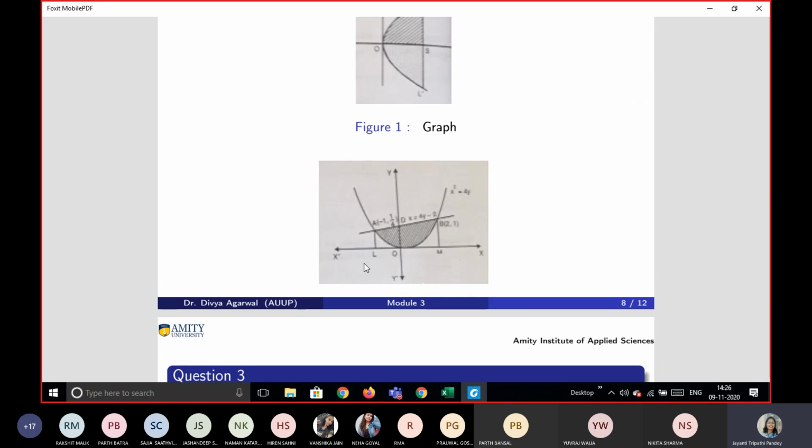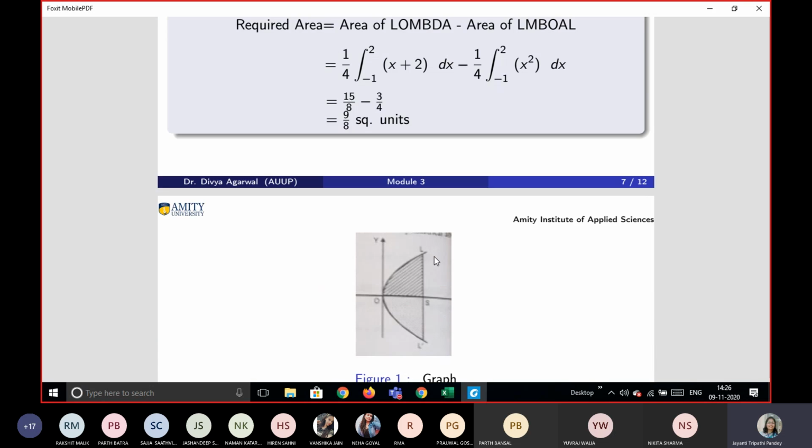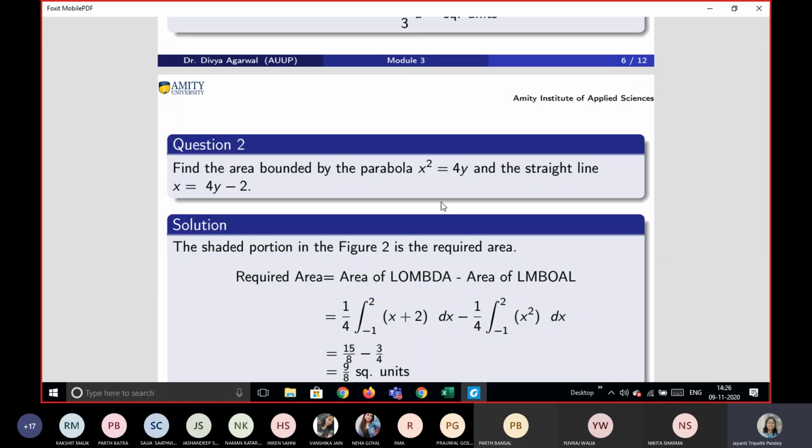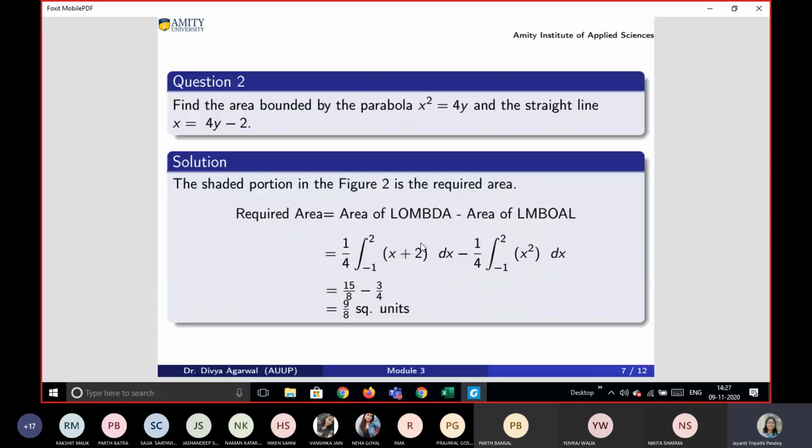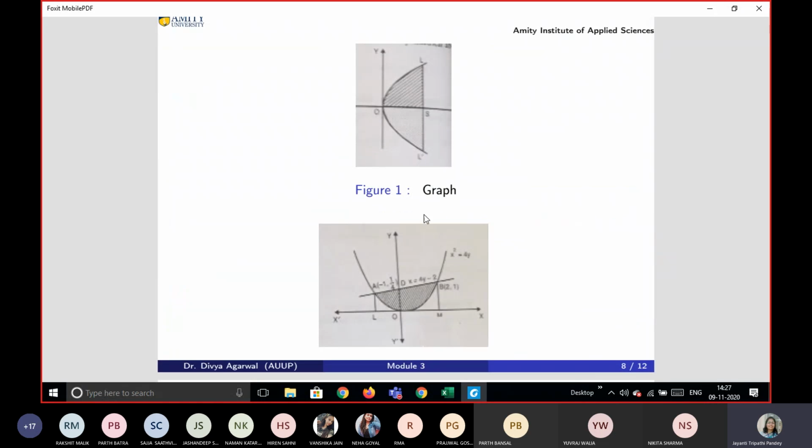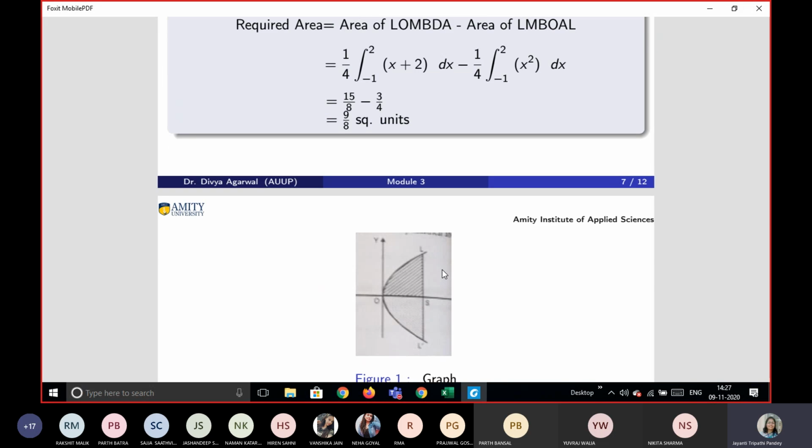Now what is the range that you took? -1 to 2. The difference is understood in this and in this. The figure seemingly looks similar. This is proportionate, equal value. This is the difference between the two curves. Is this okay?